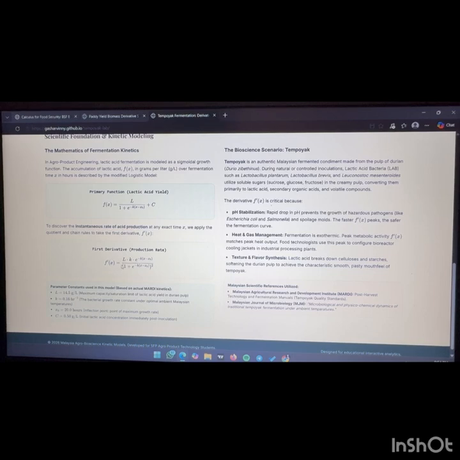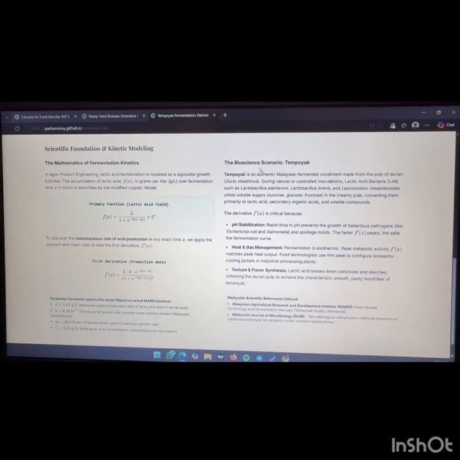prime x equals L times k times exponential to the power of negative k in bracket x minus x initial, over 1 plus exponential to the power of negative k in bracket x minus x initial, all squared. So we have the parameter constants here: L, k, x initial, and C.